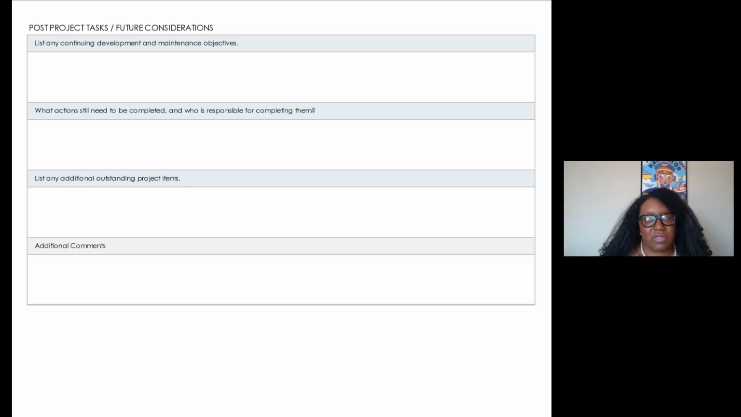List continuing development and maintenance objectives. So remember, we talked about, okay, we've launched our project and we've met our outcomes. We're successful. Everyone's trained and using these equitable hiring processes, but the project closes, but it's not the end of the work, right? The work still has to be continued. There's maintenance pieces. How often are you going to train? How often are you going to audit?